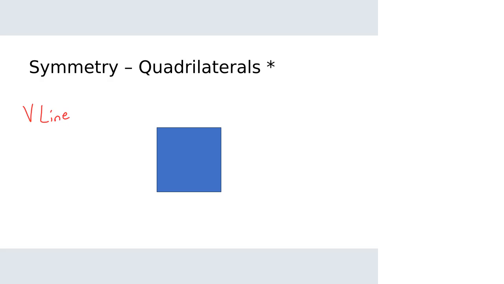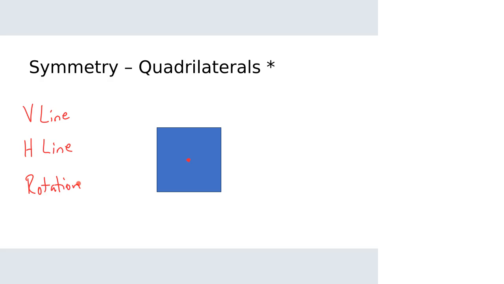Is there a horizontal line I could draw? Yeah, I could draw one right through here. And if I were to fold across that line, it would land directly on itself. So yes, we do have horizontal line symmetry. And then finally, rotation. Let's see. Well, if my center of rotation were here and I rotate to there, it would land on itself. So yes, this does have rotation symmetry. And that's great. And that's all three.